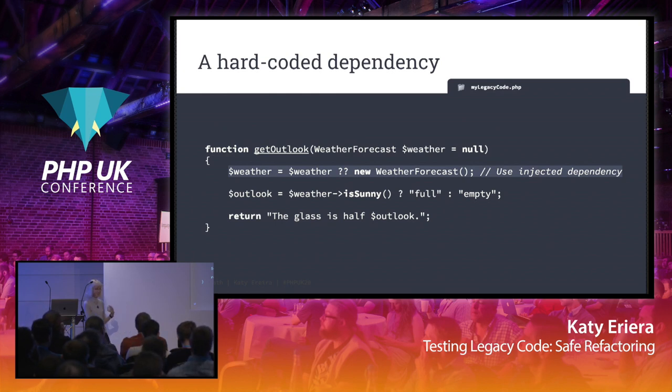So in this case, this is a safe refactor because I've given it a default parameter value of null. And then in our next line, when I'm getting the weather forecast, I can either use the dependency that has been injected, or I can do what it was doing already anyway. So the behavior hasn't actually changed. We can just create a new weather forecast on the fly if one is not being passed. This means you don't need to go through your whole application and change all of the signatures to this method. It just works. And we've got our dependency injection in place.